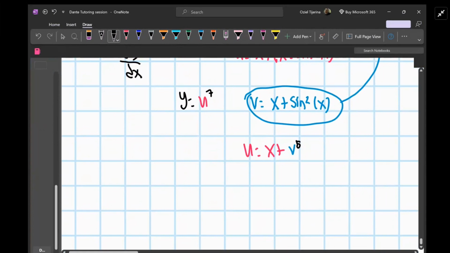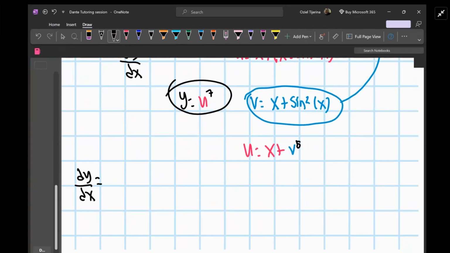Now, if I do dy dx, when it comes to just this, I know that this is going to be, using the power rule, 7u to the sixth, and we know that it'll be like du, right? I'm going to do du in another color. And so I know that dy is 7u to the sixth du. So here we have something like this going on.